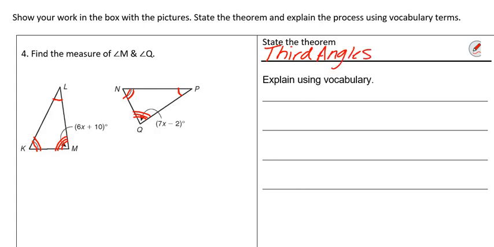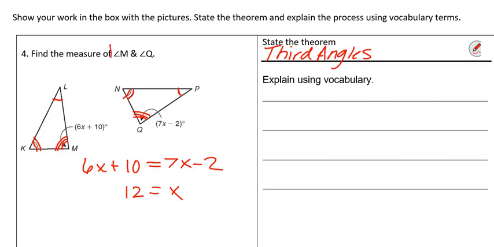Okay, so what does that tell me? That tells me that 6x plus 10 is equal to 7x minus 2. So we would subtract 6x from both sides. So 6x minus 7x is negative x. We would add 2 to both sides. So that would be x is equal to 12.